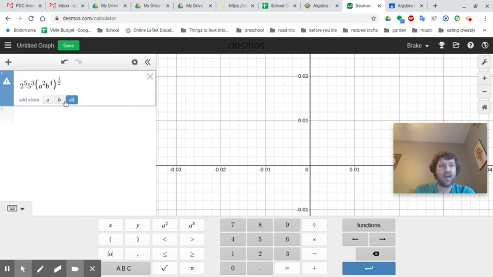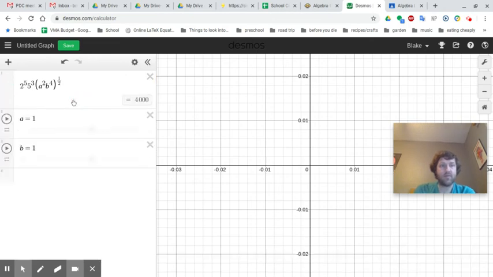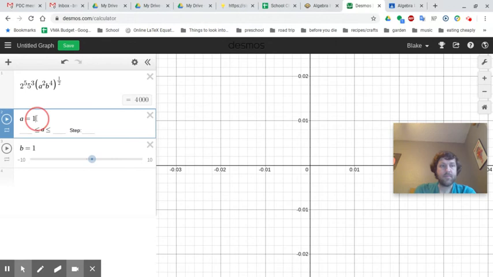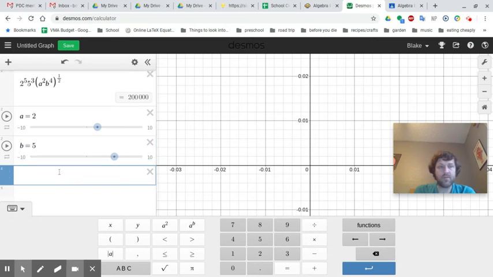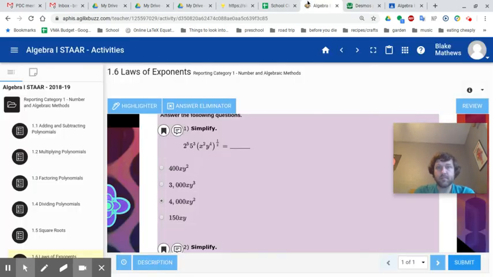And we're going to say, yes, add sliders for all. And what that's going to do, it's going to give me a place where I can tell the calculator what I want a and b to equal. So I'm just going to do a is 2, b is 5. And I just choose numbers randomly. The only numbers I'd say not to choose are going to be 0 or 1 because they won't really work usually. So we told it to do 2 and 5.